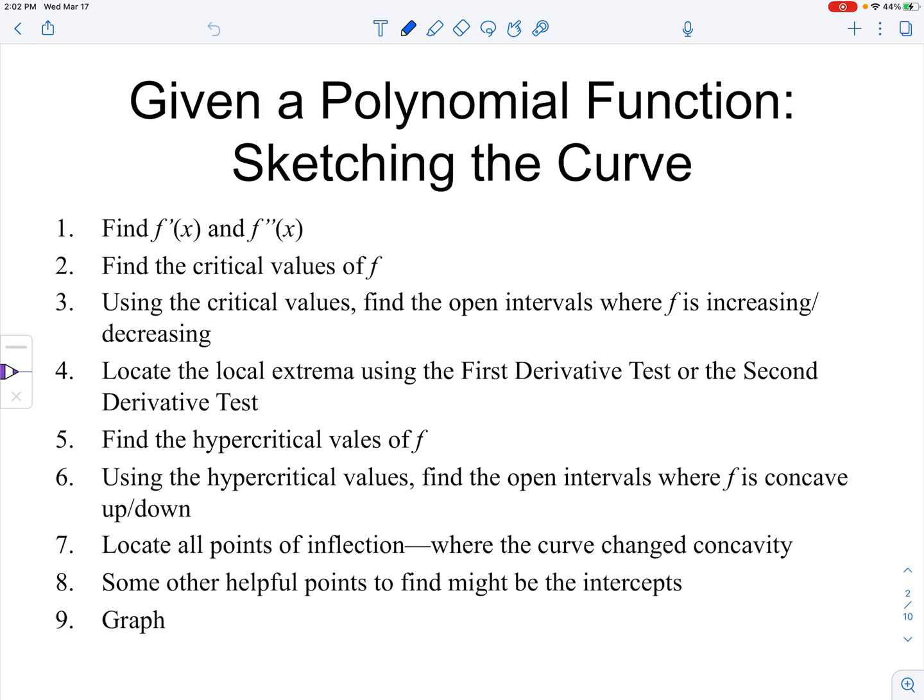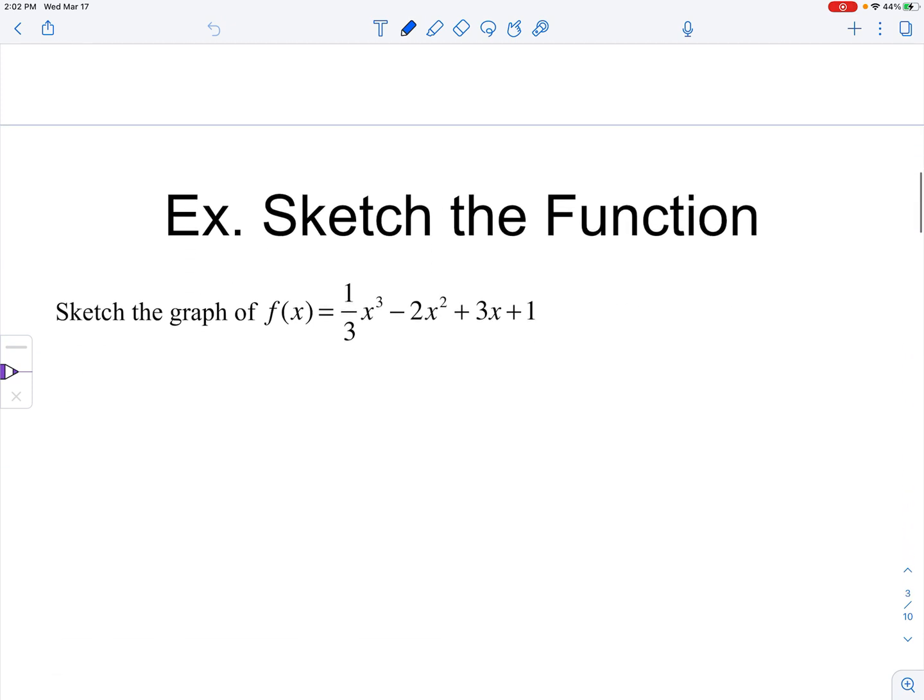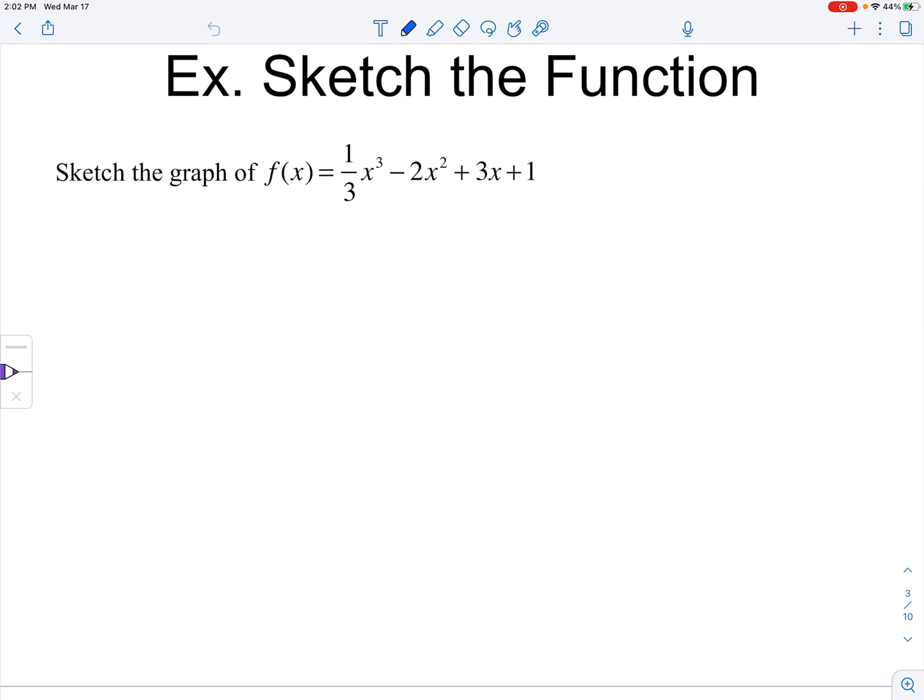And from there, wherever the concavity is changing, those will be points of inflection that give us another characteristic about the graph. And then sometimes it can also be helpful to identify intercepts like x-intercepts and y-intercepts before we sketch the graph.